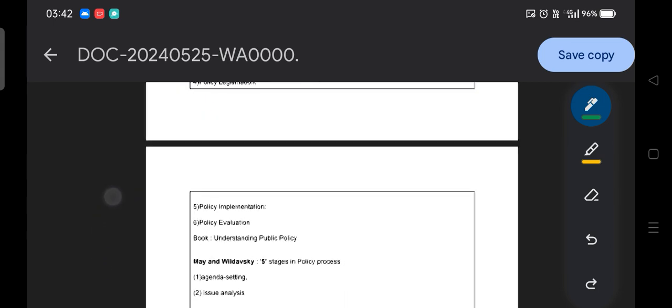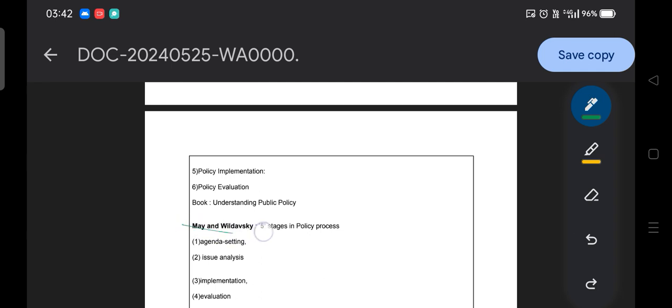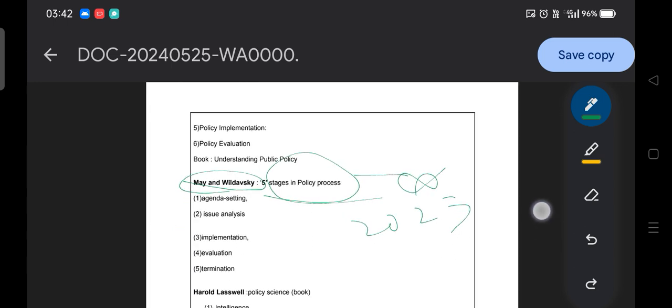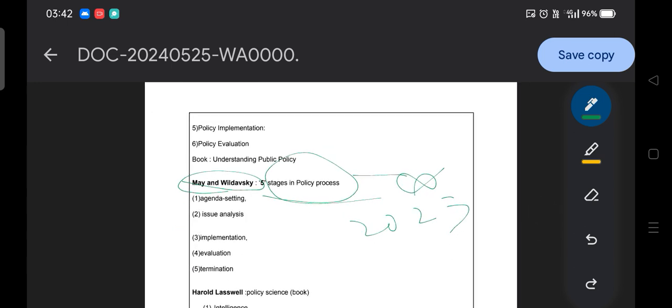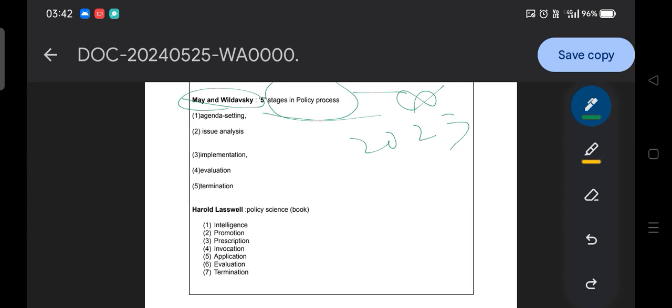Okay. Then moving to the next, May and Wildavsky. He talked about 5 stages in the policy process, and this question was asked in 2023 SSB. He talked about the 5 stages: agenda setting, issue analysis, implementation, evaluation, and termination. And then Harold Laswell talks about the book Policy Science, and he talks about the 7 stages in the policy process: intelligence, promotion, prescription, invocation, application, evaluation, and termination. So these are the 7 stages in the policy process by Harold Laswell. So this is all about the policy process.